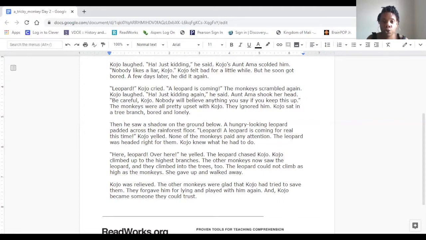The leopard chased Kojo. Kojo climbed up the highest branches. The other monkeys now saw the leopard, and they climbed into the trees too. The leopard could not climb as high as the monkeys. She gave up and walked away. Kojo was relieved. The other monkeys were glad that Kojo had tried to save them. They forgave him for lying and played with him again. And Kojo became someone they could trust.